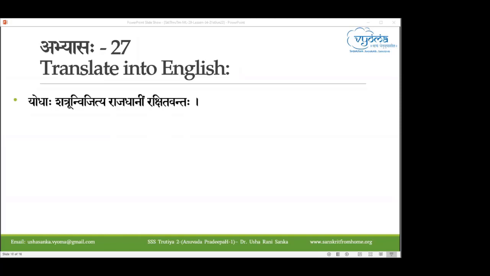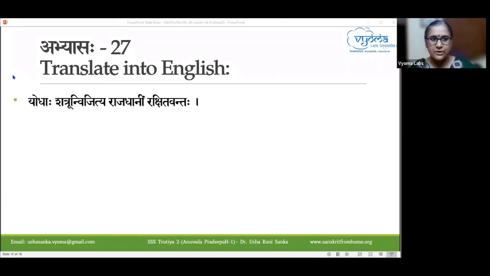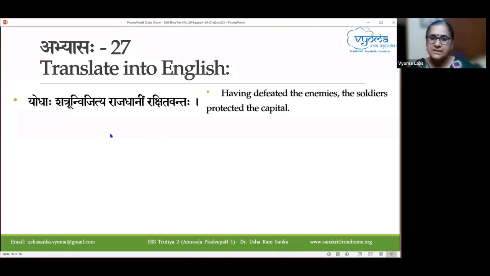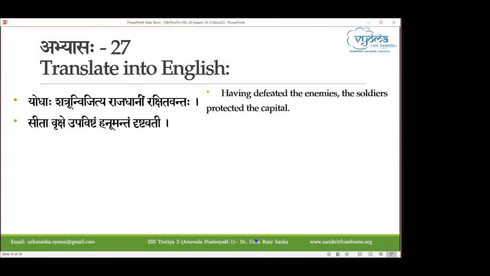Sita Vrikshe Upavishtam Hanumantam Drishtavati. Sita saw Hanuman having seated on the tree.